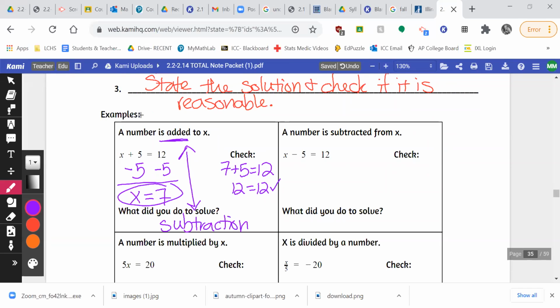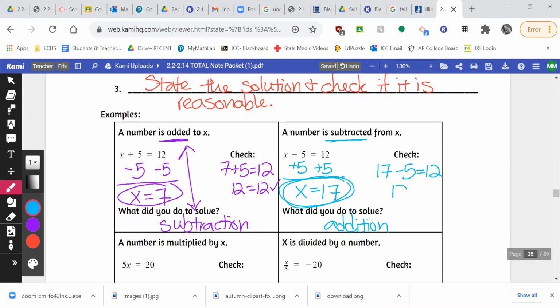Looking at the next example, this one says that we have a number subtracted from x. If a number is being subtracted from x, I'm going to do the opposite. So instead of subtracting 5, I'm going to add 5 to both sides, and I get 17. So to solve it, we used addition. And to check it, we can plug in 17 for x and make sure that both sides are equal. And we get 12 equals 12.